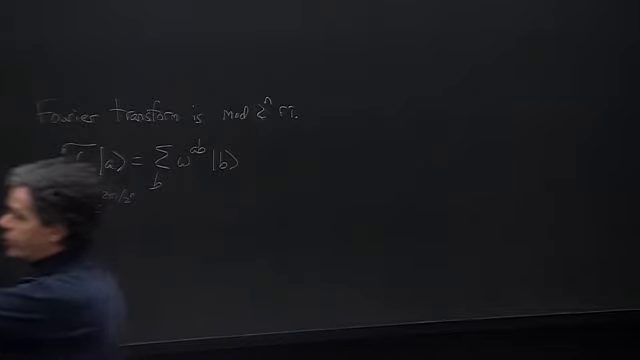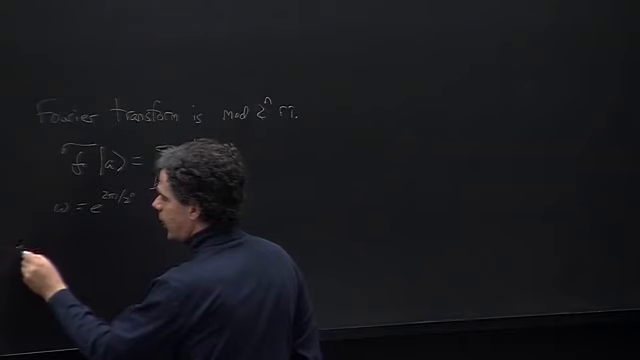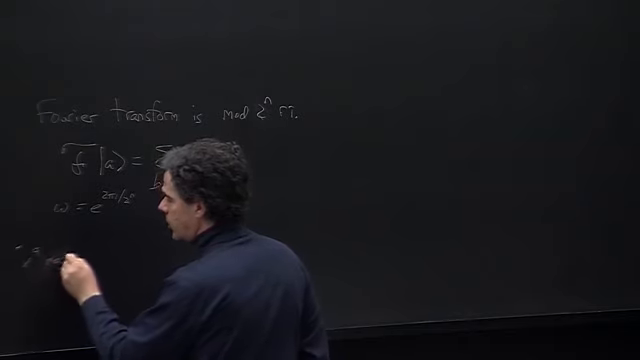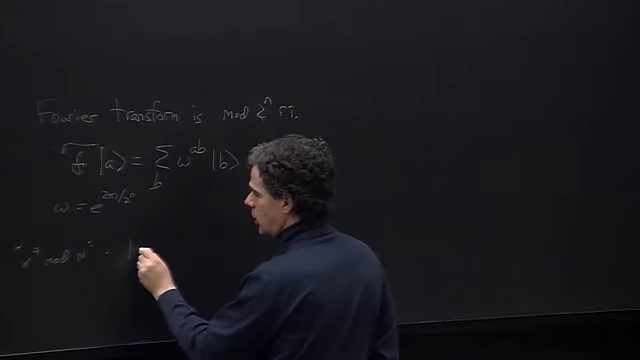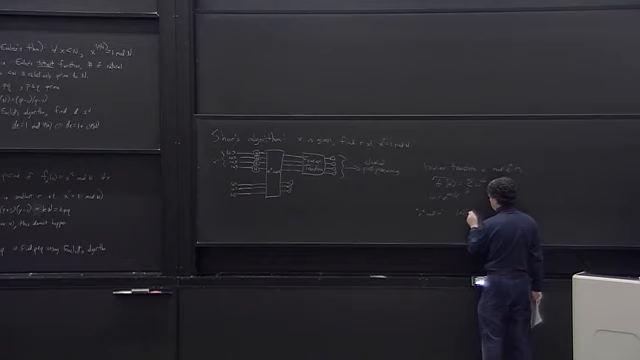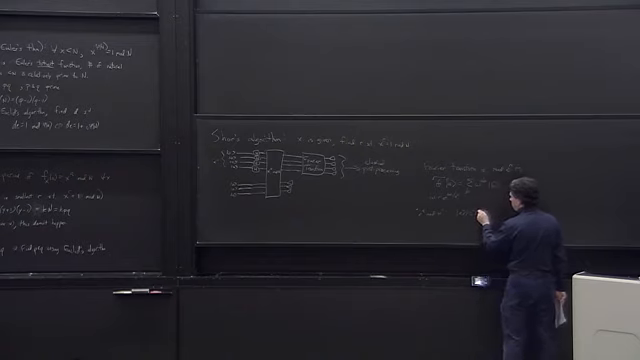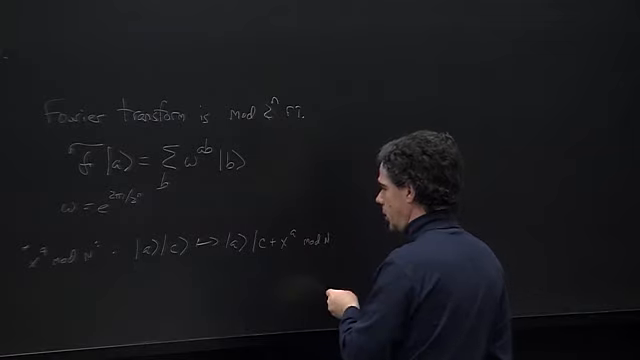Just to be explicit, this x to the a mod n unitary is taking a, well, you can think of it as a unitary. It takes a times something here to a, c plus x to the a. And all this arithmetic is done mod n.